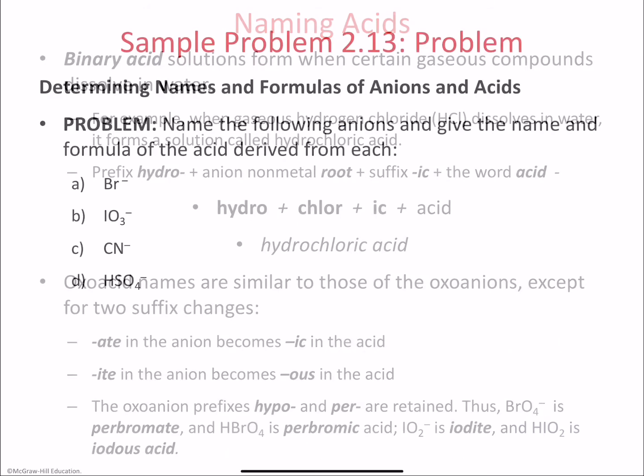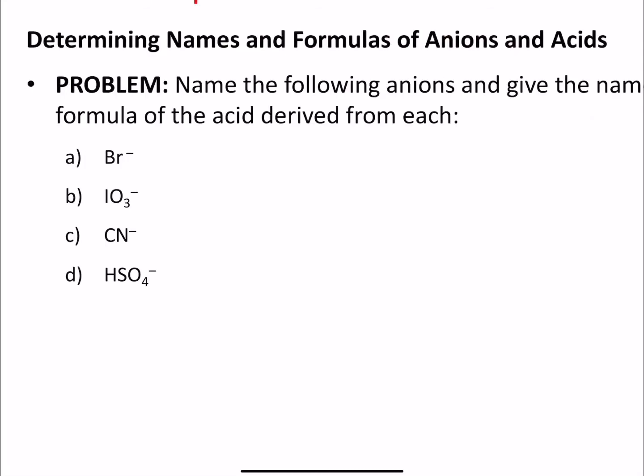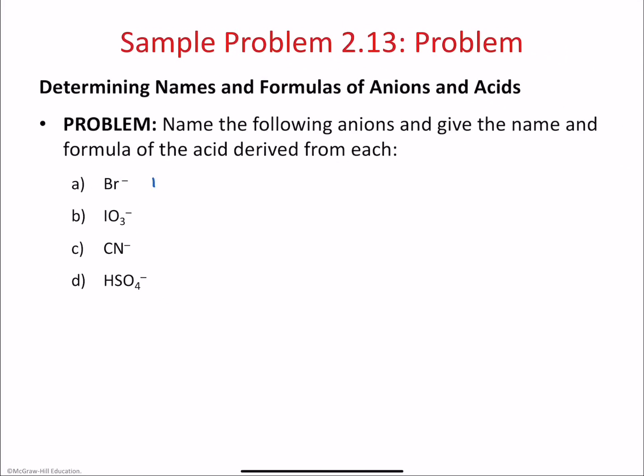So let's take a look at a problem here. Sample problem 2.13 says, name the following anions and give the name and formula of the acid that would be derived from each of those. So if I look at Br-, this is the bromide ion. And if I add a hydrogen to that, I can make the acid, so this would be HBr. So this would be hydrobromic acid.